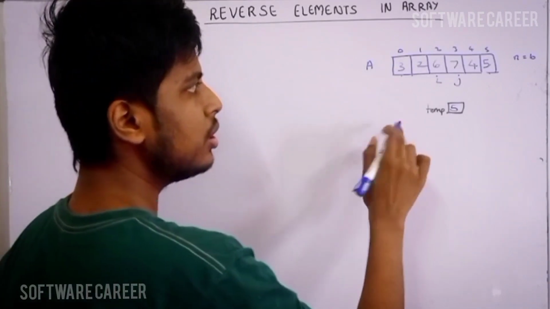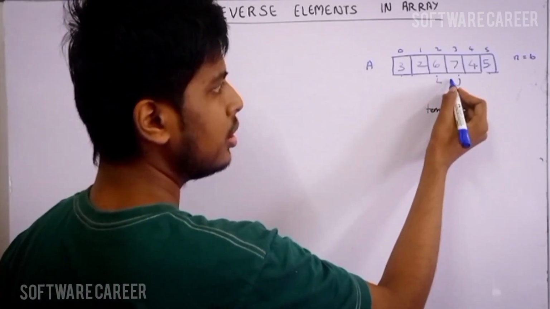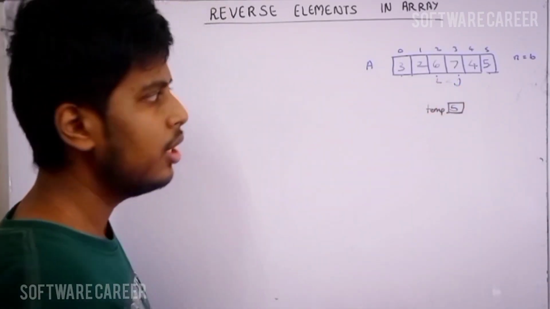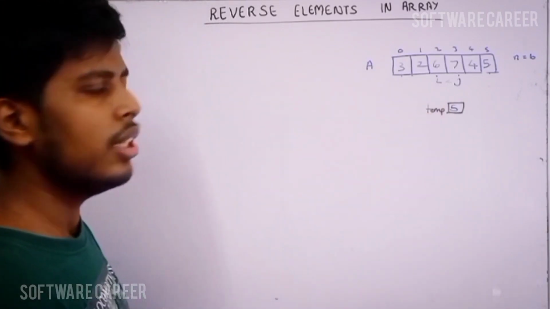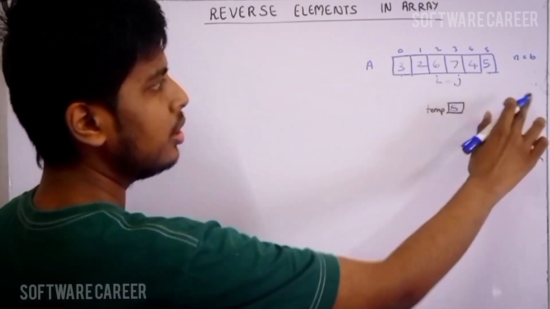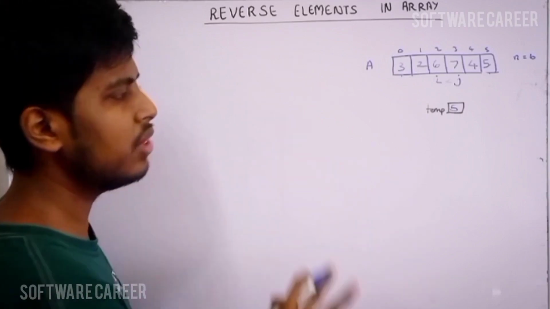Now you should go on till i is less than j. This is the condition. i should be less than j. You should travel till i is less than j. So see, now the array is reversed. This is how you should reverse the array.